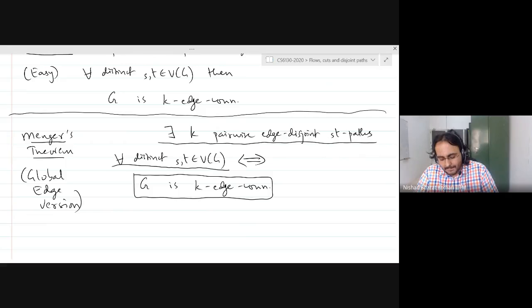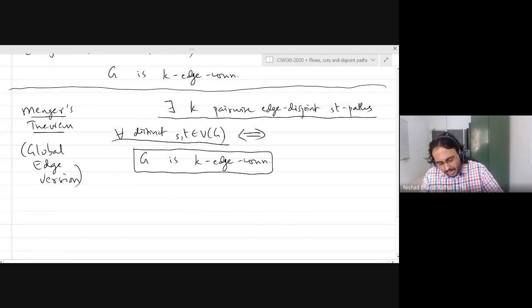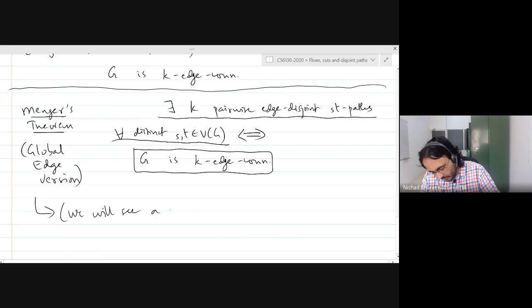And we will prove this theorem, and we will do that using max flow min cut, which we will be discussing in the next 1 or 2 lectures. Well, either we will prove it or you will prove it on the assignment, whatever, doesn't matter. We will see a proof via the max flow min cut theorem.